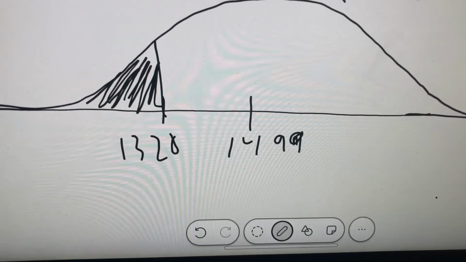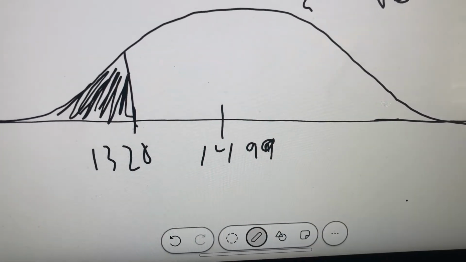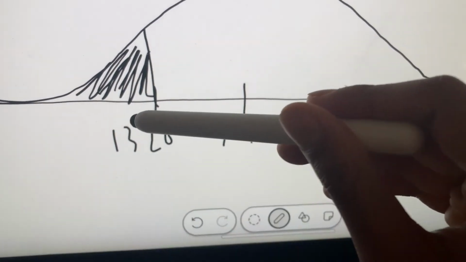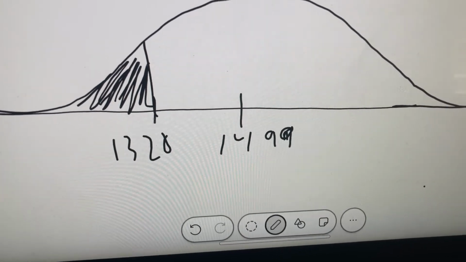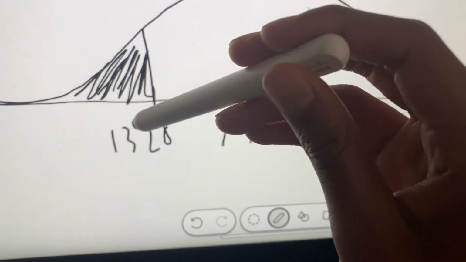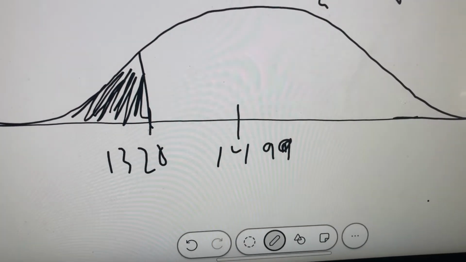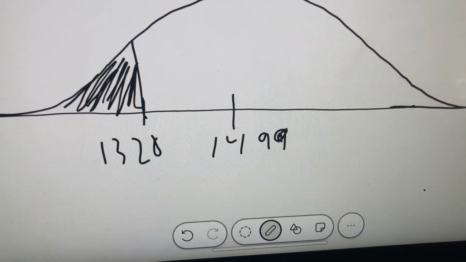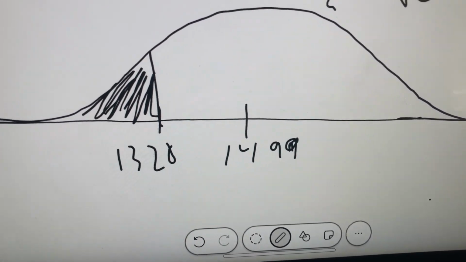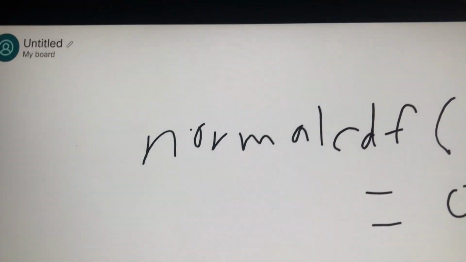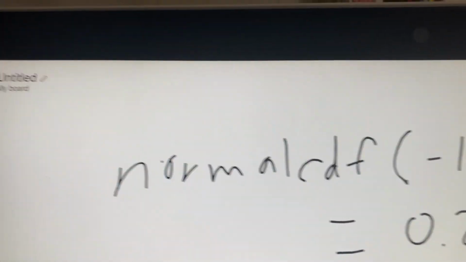So here's what we would do. I made a little graph to make it easier to visualize. We have our mean, and this is what she scored, 1320. You find out what percentile this is in, basically meaning what percent of values score less than or equal to 1320. So first, in your calculator, you do normal CDF, which I'll explain to you in a sec.